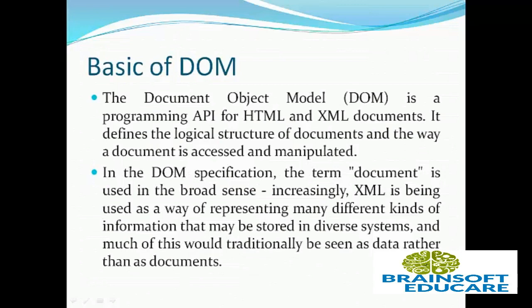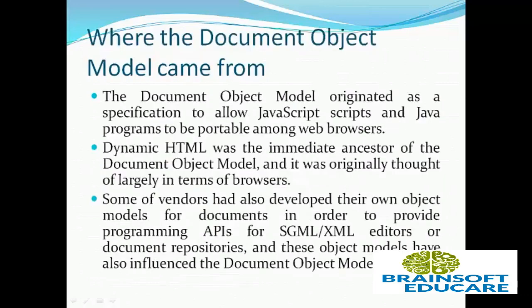Let's see basic of DOM. The document object model is a programming API for HTML and XML document. It defines the logical structure of documents and the way a document is accessed and manipulated. In the DOM specification, the term document is used in the broad sense. Increasingly, XML is being used as a way of representing many different kinds of information that may be stored in diverse systems, and much of this would traditionally be seen as data rather than as documents.